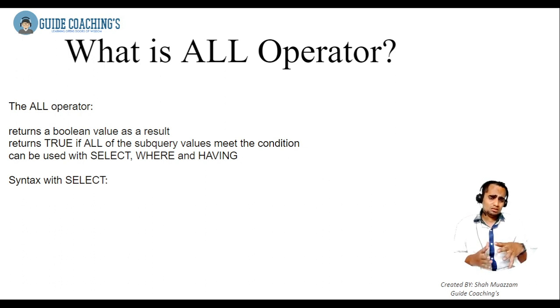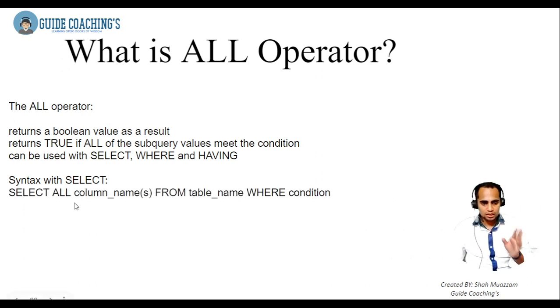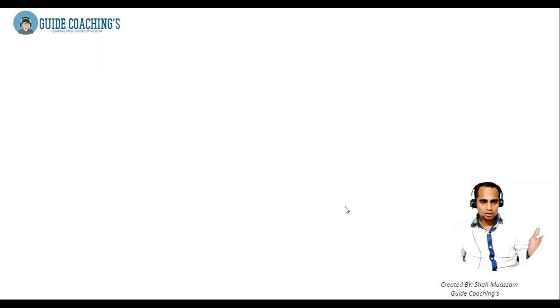Now we will see certain conditions about the all operator. The all operator returns a boolean type value. It returns true if all the subquery values meet the condition, and it can be used with select, where, and having. We can use all with the select, where, and having clauses. Now the syntax is simple. We will write select all. This is the all, nothing but the operator which we have used. Select all, column name, and then from table where condition. We write it like that.